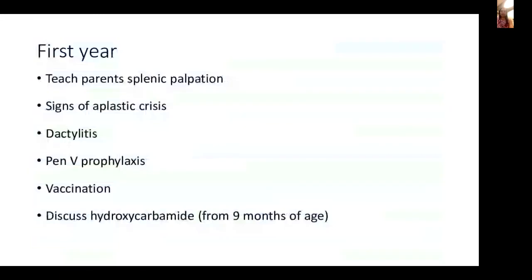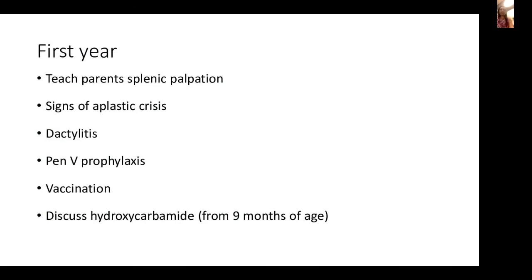Just in the first year of life, there's so much to discuss with the families, and it's important to try and give information in manageable chunks and rediscuss. But I think in the first year, the priority is to make sure you teach them splenic palpation and counsel them about the risk of splenic sequestration and signs of aplastic crisis and dactylitis. Those are the most common complications in the first year.